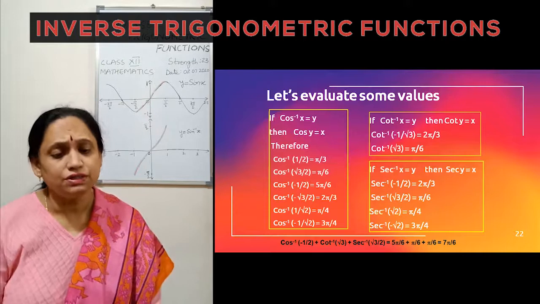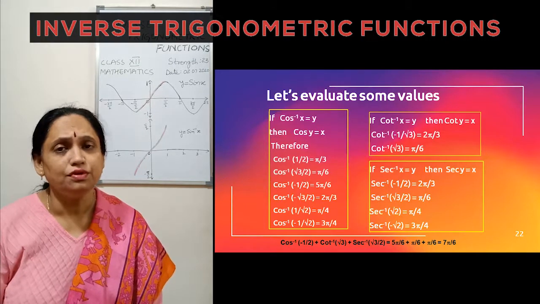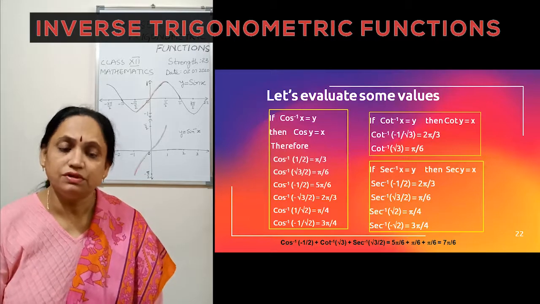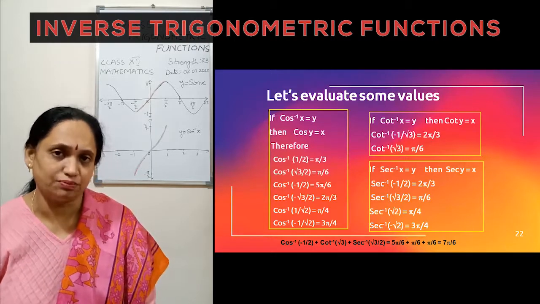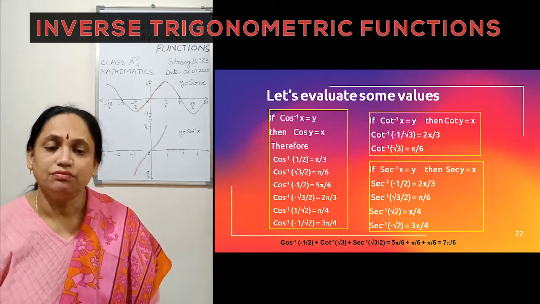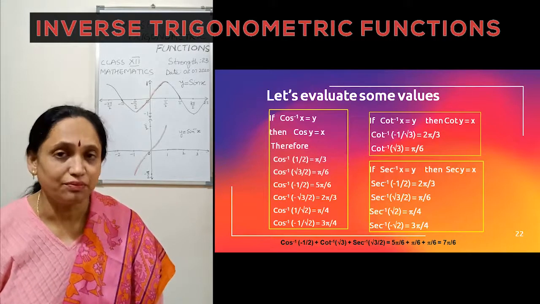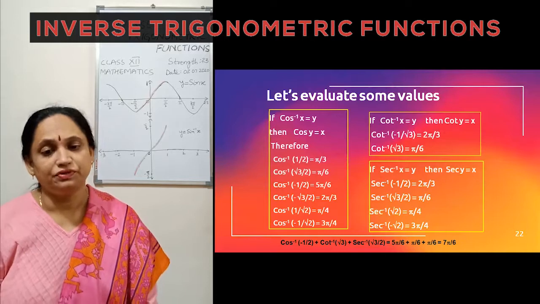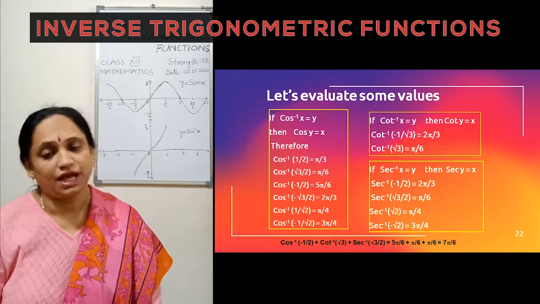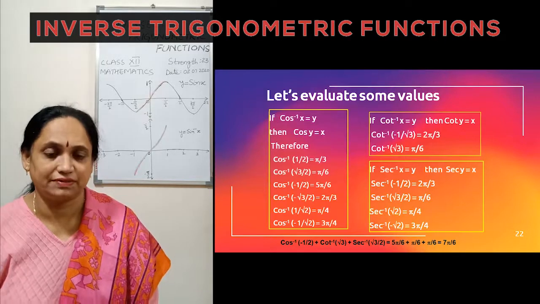Cos inverse minus root 3 by 2 is equal to pi minus pi by 3, which is 2 pi by 3. Cos inverse minus 1 by root 2 is pi minus pi by 4, equal to 3 pi by 4. Similarly, for cot inverse minus 1 by root 3, it is 2 pi by 3. And if you have a positive number, cot inverse root 3, the angle is positive, pi by 6.